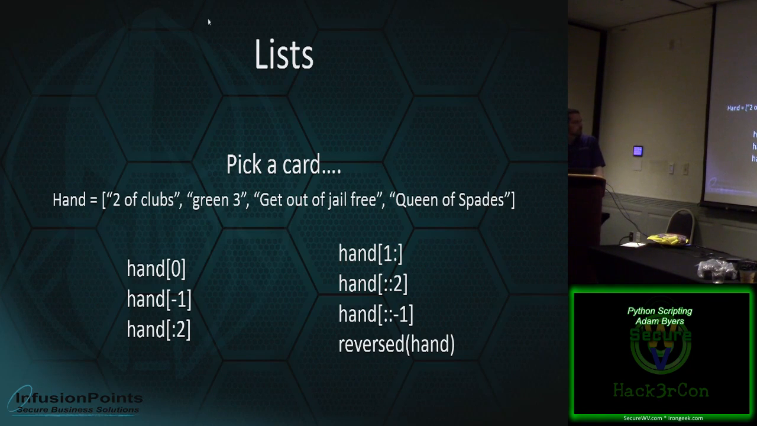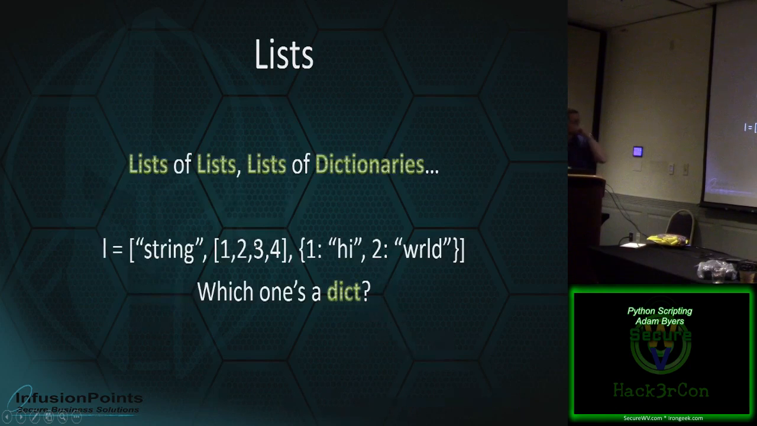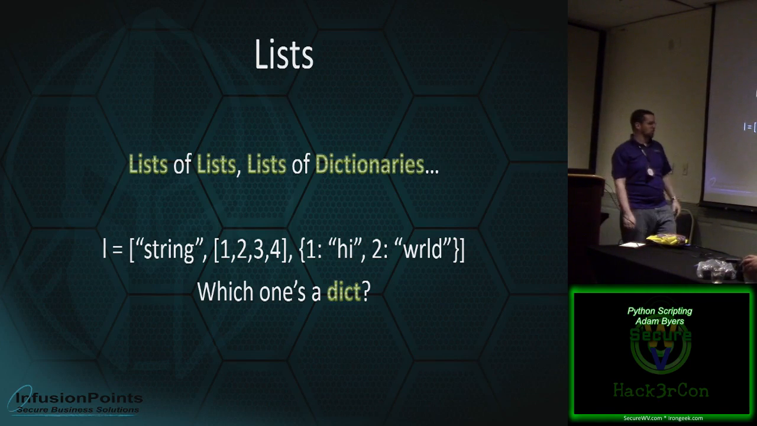So, all right, so that's lists. They can be lists of lists. They can be lists of dictionaries, just lists of things, or objects, or strings, or whatever. So this is actually kind of a weird one.